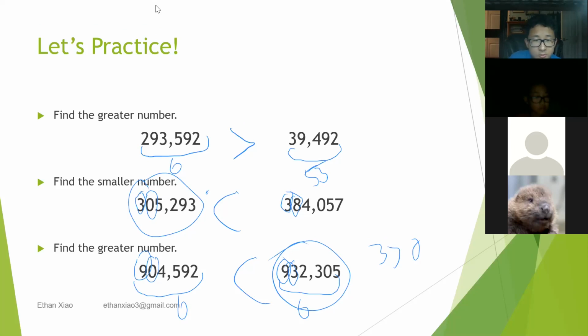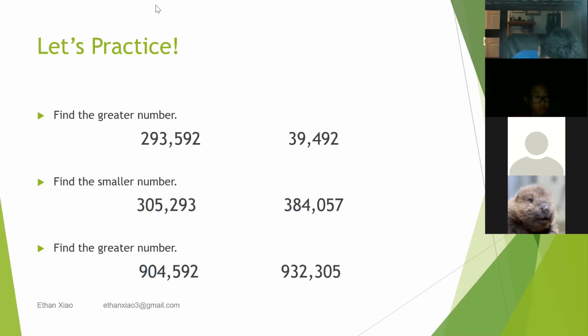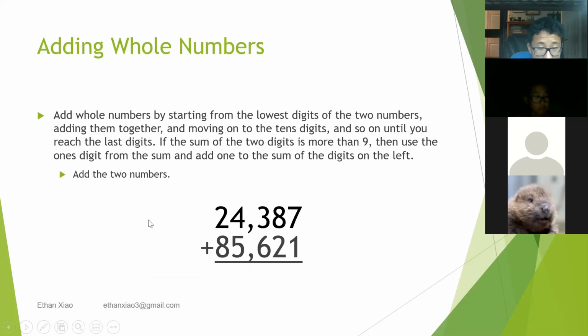All right, so adding whole numbers now. We add them by starting from the lowest digits of the two numbers. We add them together, and then we move on to the tens digits. And then we keep moving on to the next digit on the left until we reach the last digit. And if the sum of 2 digits is more than 9, then we use the ones digit of the sum, and we add 1 to the sum of the digits on the left. So here's an example problem.